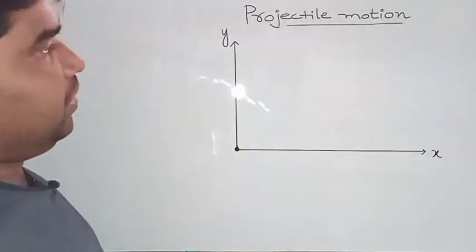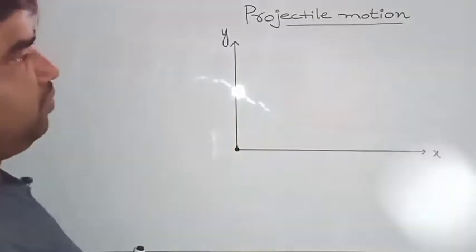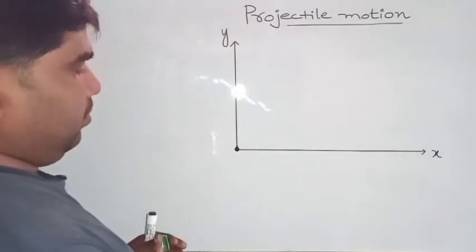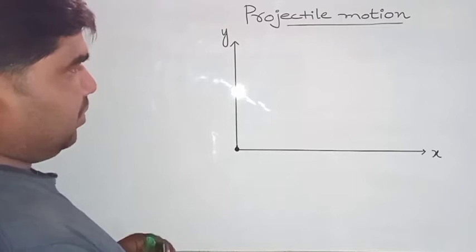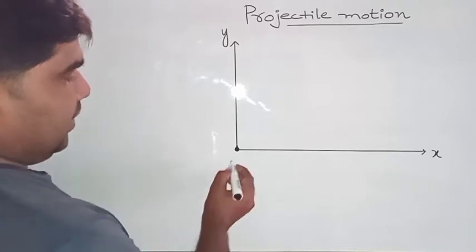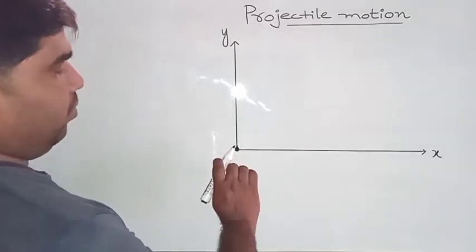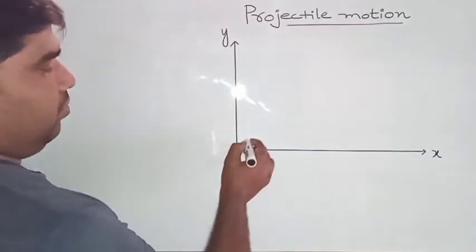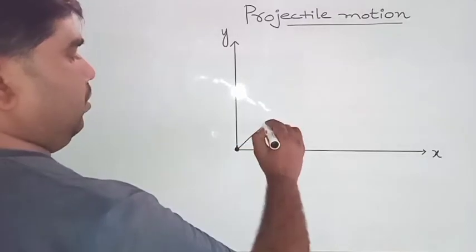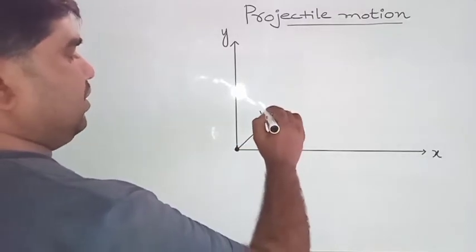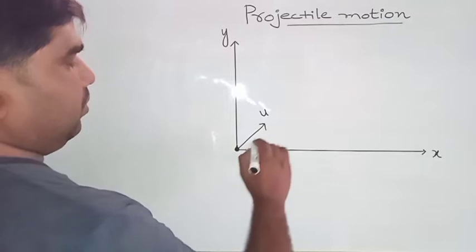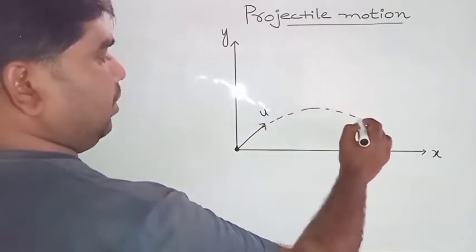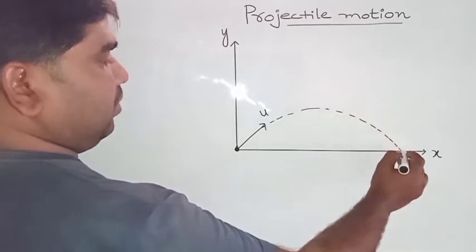Look at this projectile motion. From this, some of the parameters we are going to discuss now. In projectile motion, let us take one object here and we are projecting it at a certain angle with the horizontal. For example, let us take initial velocity is u, we projected an object. It travels along this path and finally it reaches this point.